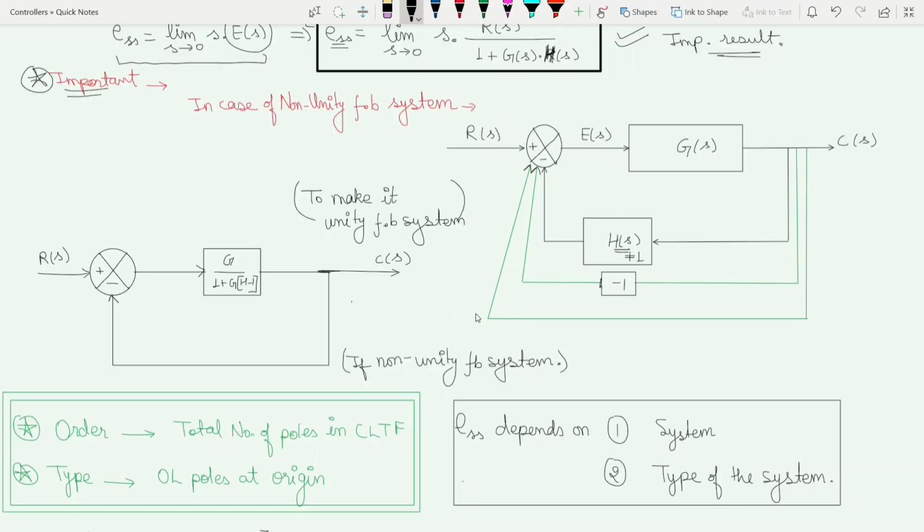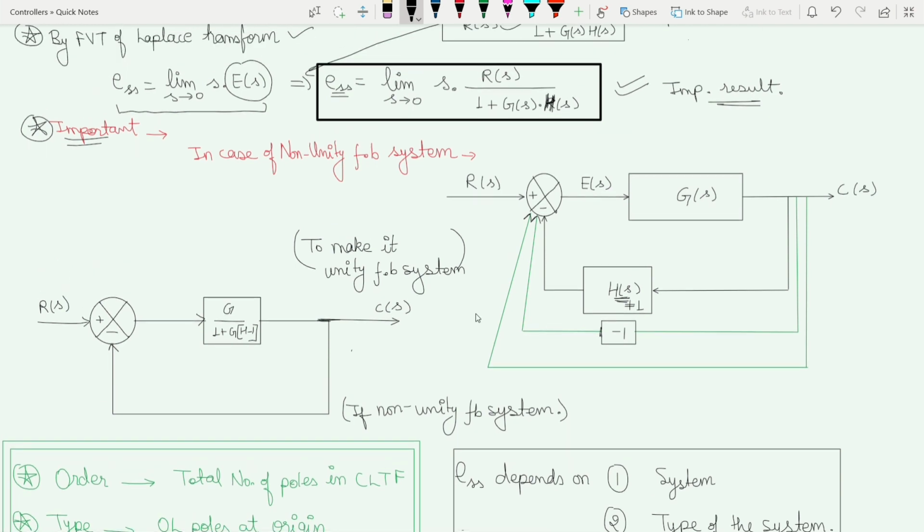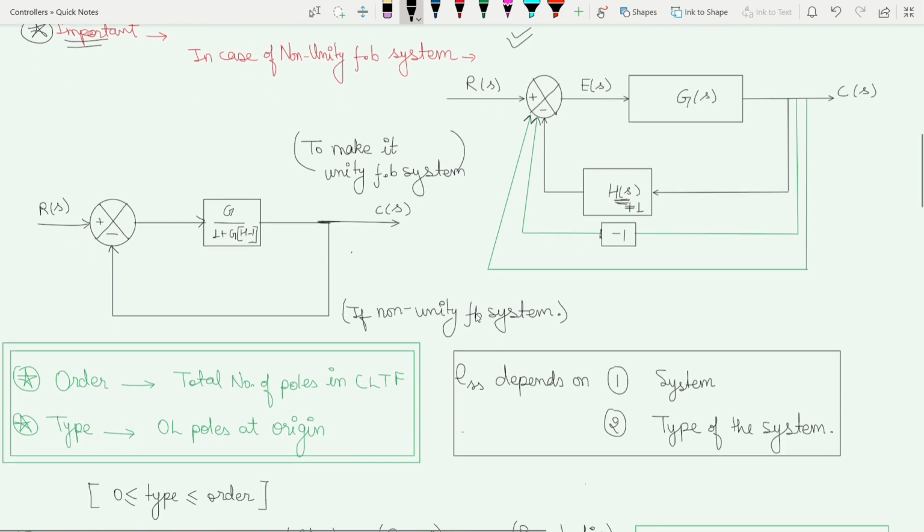Let's discuss another important point, which is the case of a non-unity feedback system, for example where H(s) is not equal to 1. In that case we have to make the system a unity feedback system, and then use this formula for the calculation of steady state error. So in case of a non-unity feedback system, we first convert it into a unity feedback system by adding a block of minus 1, and here we have the plus 1.